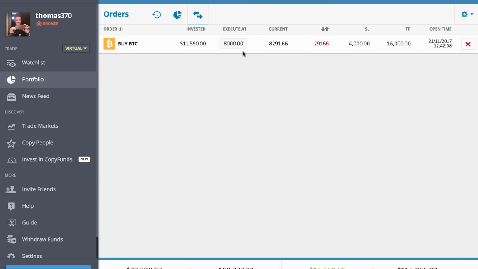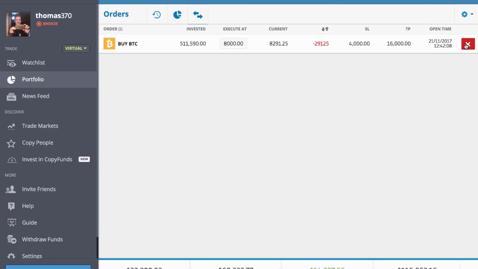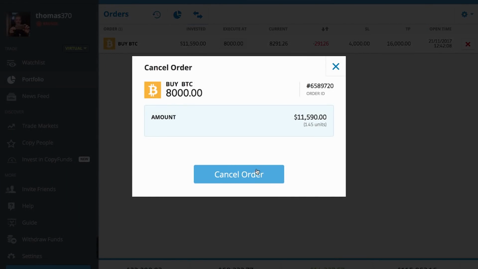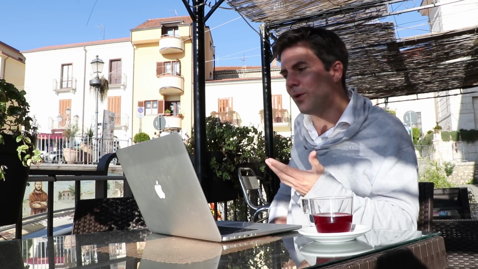Bitcoin might go higher and higher and never get to 8,000, in which case that order is never going to be filled, and you're never going to buy that amount of Bitcoin. If it gets there, this order will be executed. If the price of Bitcoin doesn't get there, then this order will just stay open. Whenever you want, you can go here and cancel the order. A box comes up, cancel order, pending close, and it's closed. So that's how orders kind of work.